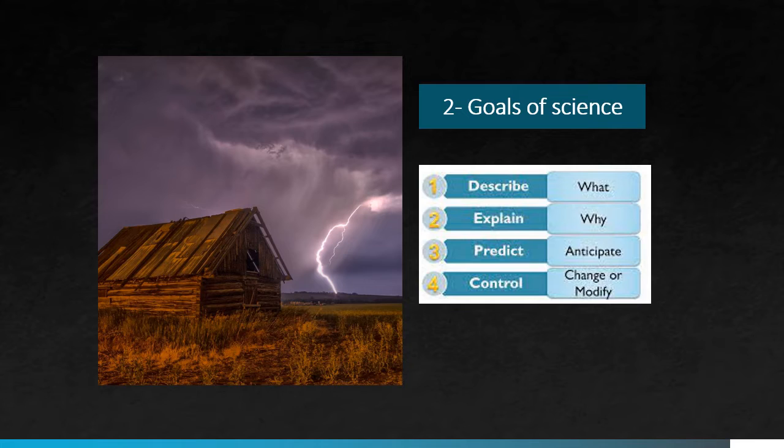The second aspect is the goals of science, which are describe, explain, predict, control. The science curriculum should reflect these goals in its experiences.